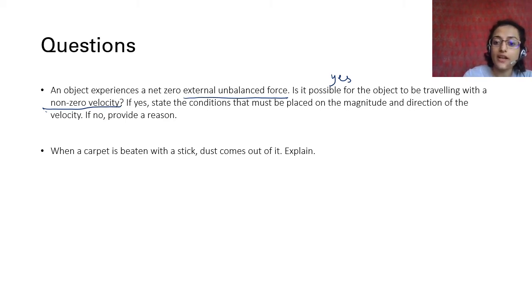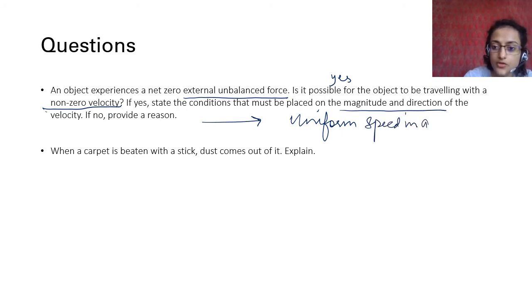What is the condition that can be placed on the magnitude and direction? Since there is no external unbalanced force, which means there is also no friction, the magnitude of the velocity remains the same and the direction does not change. Right? The magnitude remains the same and the direction also remains the same. It is moving with uniform velocity along a straight line. Uniform velocity means it is along a straight line. It is moving with uniform speed, since we are talking about magnitude, uniform speed in a straight line.